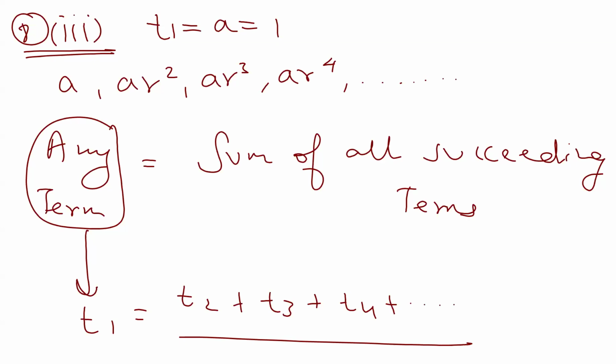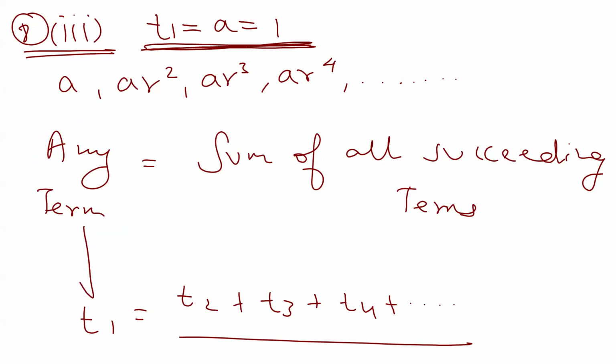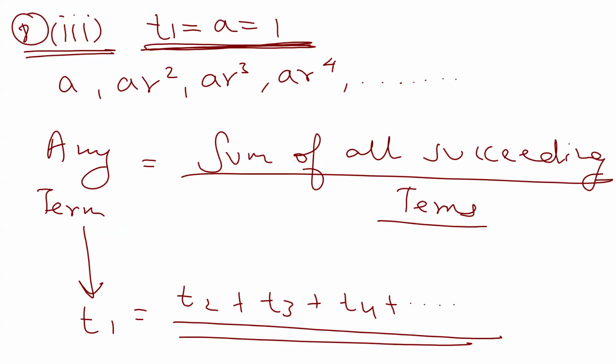I'll re-explain. T1 is equal to A is equal to 1 because the first term is 1. Let the GP be A, AR, AR square, AR cube, AR raised to 4 and so on. Now, given any term is equal to the sum of all the succeeding terms. So if any term is T1, what is the sum of succeeding terms? T2 plus T3 plus T4 plus and so on. And this problem is of sum to infinity. It's an infinite GP where modulus of R is less than 1.